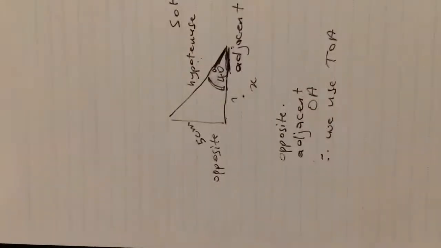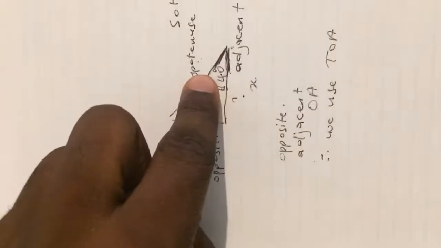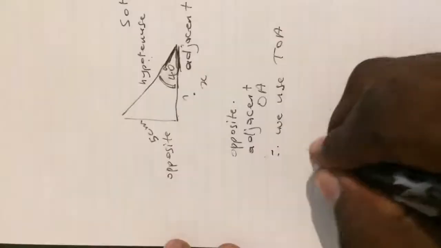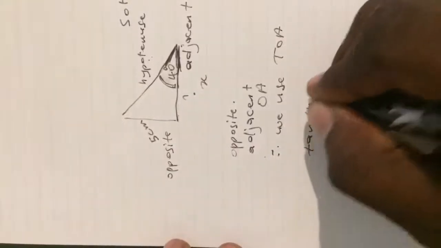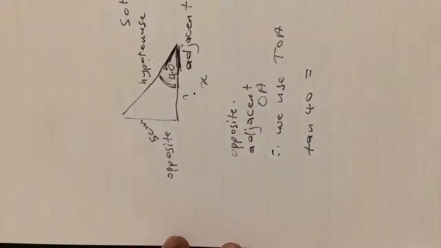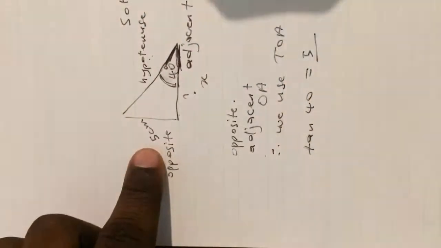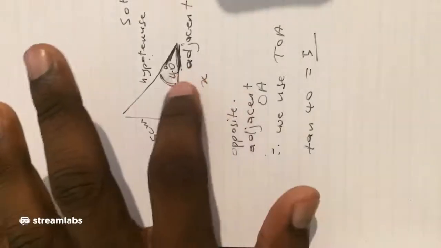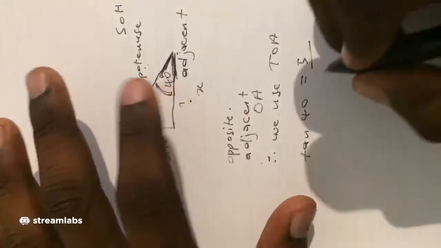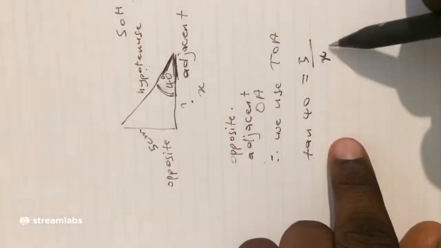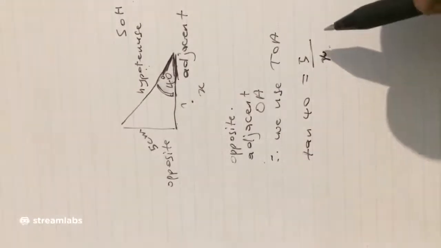Using TOA now, we have theta, which in this case is 40 degrees. So we say tan of 40 is equal to opposite over adjacent. The opposite side is 5. The adjacent side is x, because we don't know what the adjacent is. So now we want to find this x.